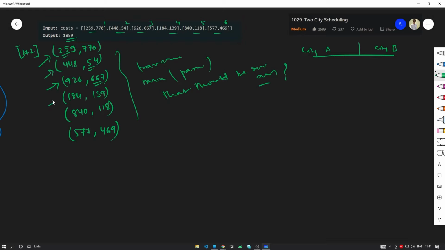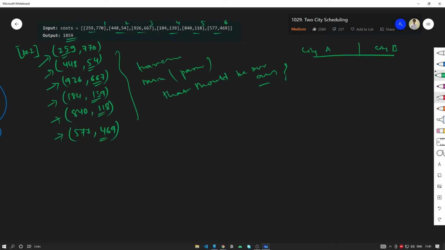For the fourth pair, we see that 139 is minimum, so we must take that. In the fifth pair, 118 is the minimum, so we must take that also. And as for the last pair, we see that 469 is minimum, so we must take that. And you might say that the sum of all these values will be the minimum possible value to send all the persons to either city A or city B.